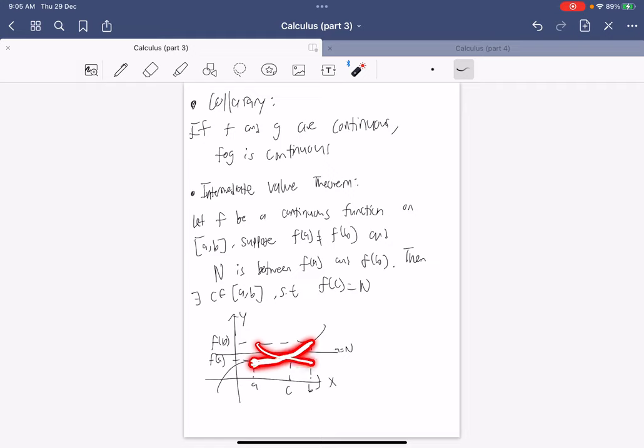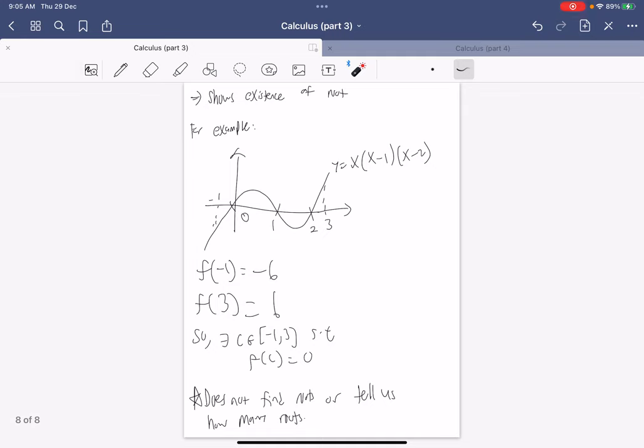For any point between f(a) and f(b), such as n over here, we know there is no break in the graph, and so this line must intersect with this graph at a certain point. And so there exists a point c within the interval such that f(c) equals n. And we can use this to show the existence of roots, such as the following.